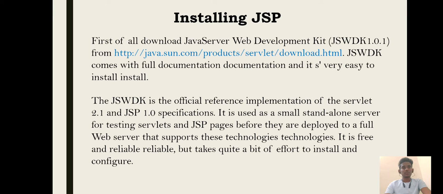Installing Java Server Pages. First of all, download Java Server Web Development Kit from the website, JSWDK. It comes with full documentation and it's very easy to install. The JSWDK is the official reference implementation of the Servlet 2.1 and JSP 1.0 specifications. It is used as a small stand-alone server for testing servlets and JSP pages before they are deployed to a full web server that supports these technologies. It is free and reliable but takes quite a bit of effort to install and configure.